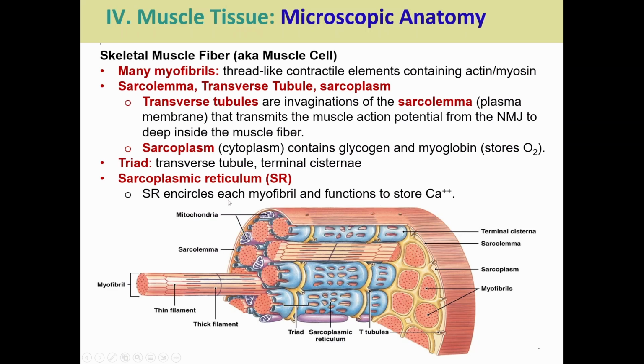And then we have the triad, which is each side of that sarcoplasmic reticulum, what we call the terminal cisternae, and the T-tubule in the middle. So that's why it's a triad, because it's 3 sides. And then, like I mentioned, the sarcoplasmic reticulum is rolling around each one of those myofibrils and is going to store calcium. And when it's time to contract, it will release that calcium to bind to that troponin.